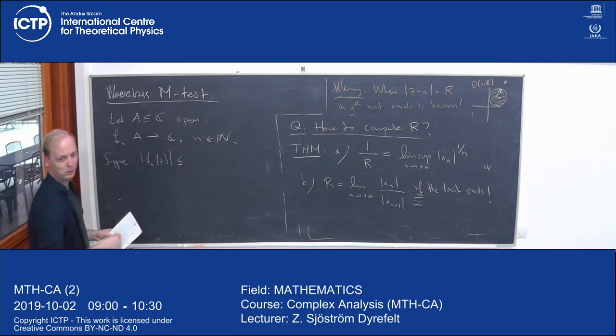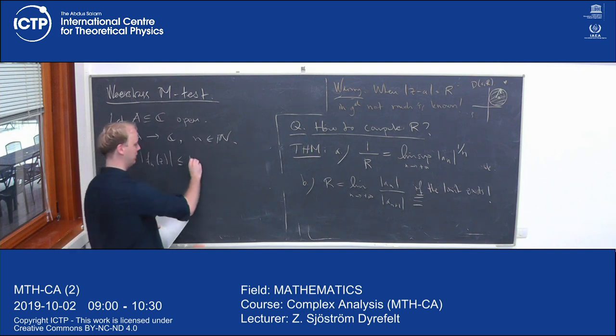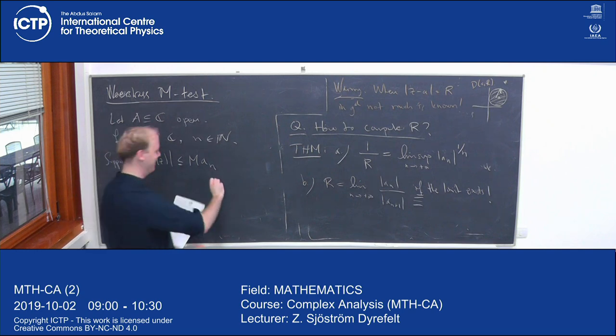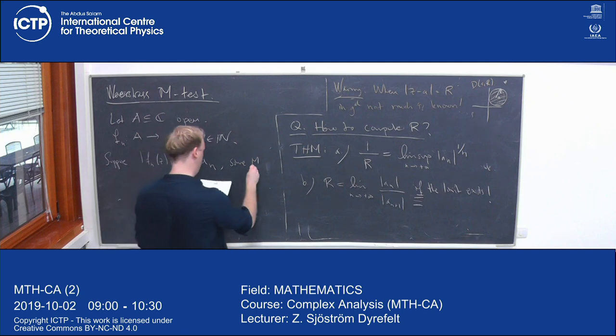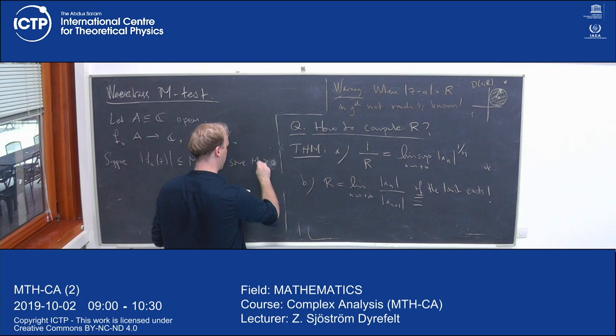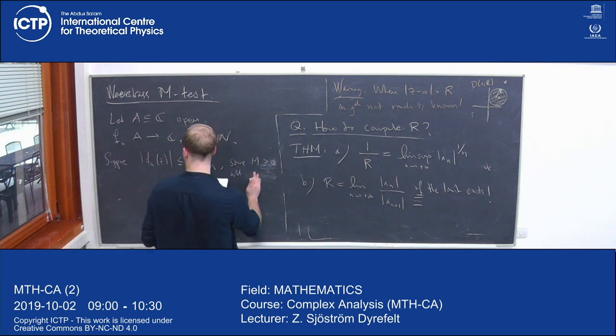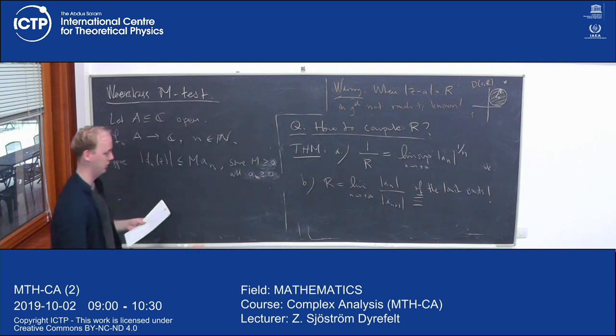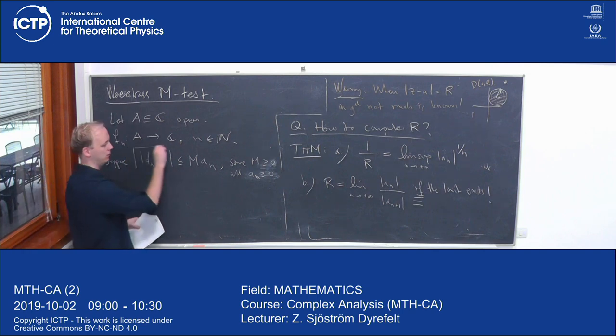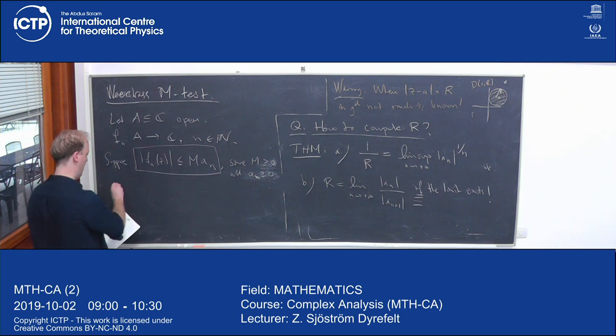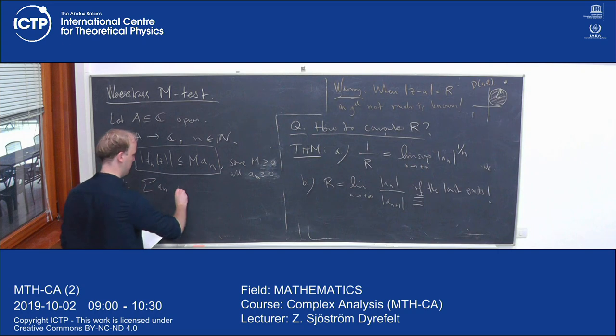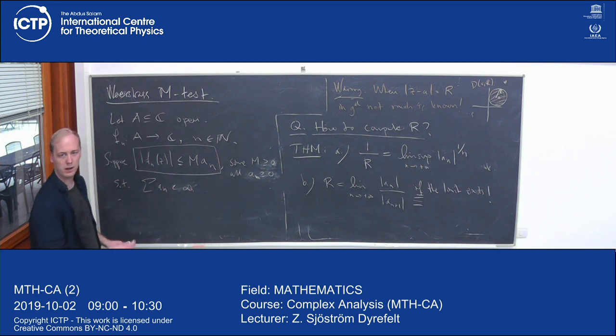That is why many people think this is a very stupid name, M-test. Because if the absolute value of f_n(z) is less than or equal to M_n for all z in A, of course M_n has to be positive because I'm talking about absolute values. So if we have such a hypothesis, then this has to be such that the sum of M_n converges. So this has to be finite. This is also part of the hypothesis. So then what do we have?